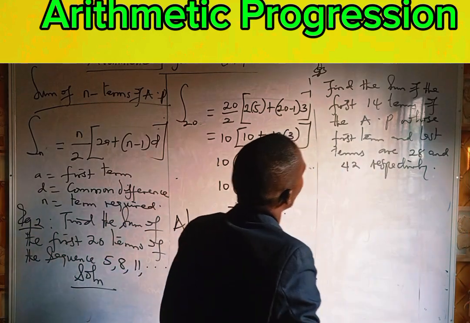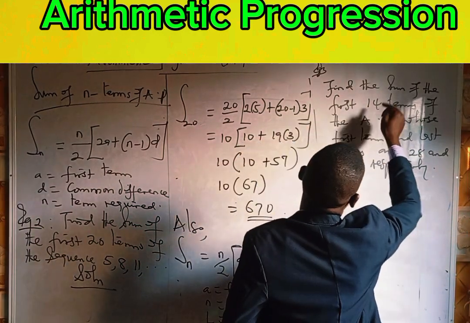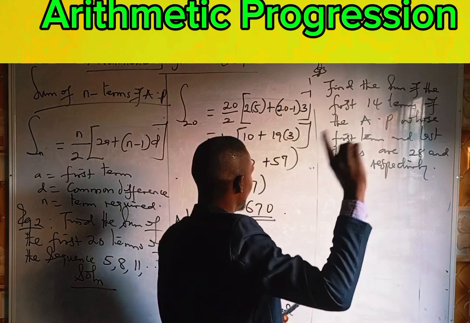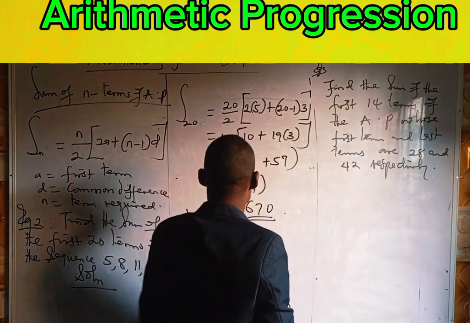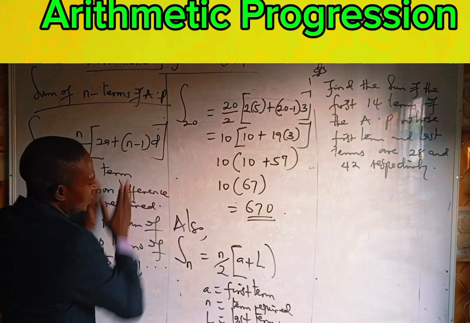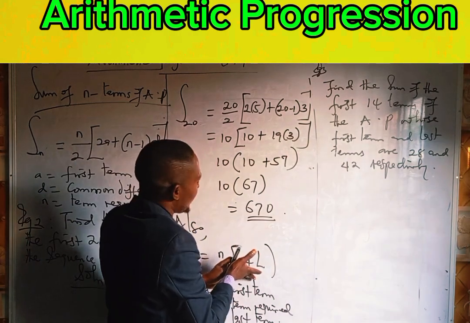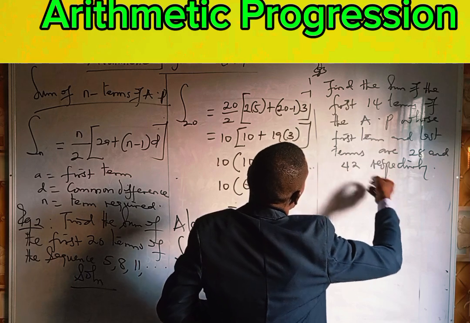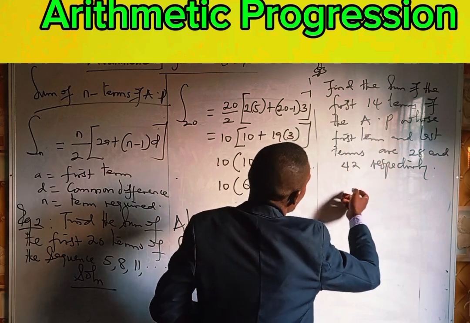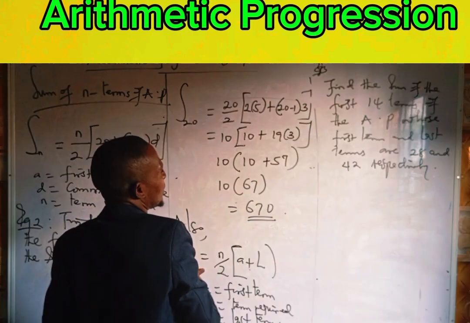Have you seen it now? The sum of the first 14 terms, the number of terms is given. Now, the first and last terms are given. So don't consider this formula. You consider this. The condition is when the first and the last term are given, and also the number of terms. So you apply this formula.